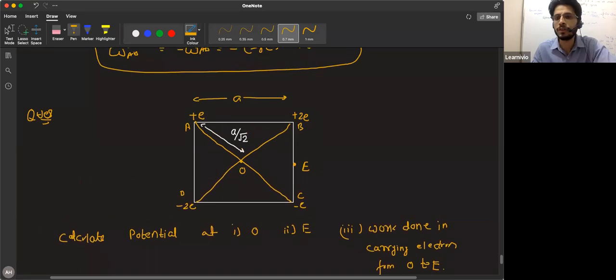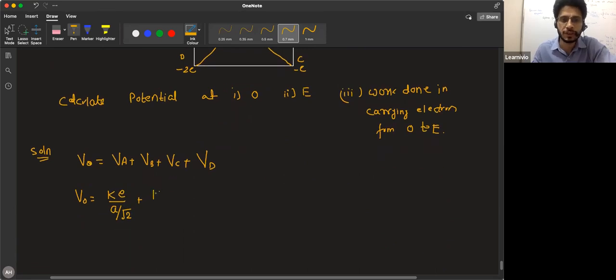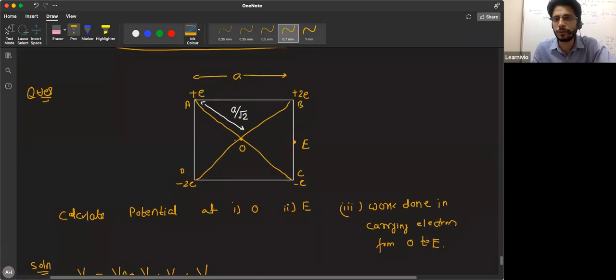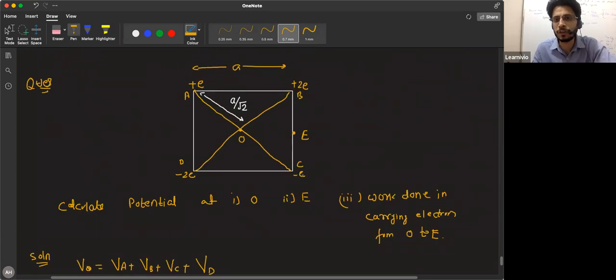Similarly, at B, you have a charge 2E. Due to 2E, I need potential at the center. So it's K into 2E. Excuse me, sir. Yes, Abrat. Sir, A root 2 is the length of the diagonal, right? Half of the length of the diagonal. Yes, the length of the diagonal is A root 2, and this is half of the length of the diagonal. It's A by root 2.